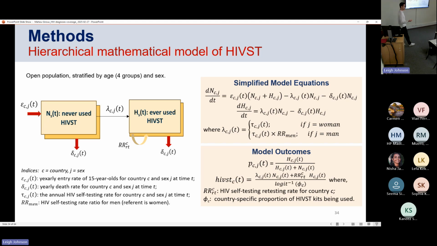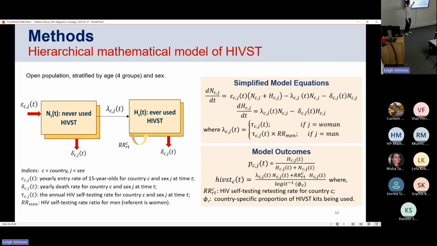Now, we did not use Spectrum EPP for that one because we wanted to really simplify it, because we don't have a lot of data for HIV self-testing. So we just wanted to look, without thinking about HIV status, without thinking about other modalities, at who has ever used an HIV self-test. So basically, it's a mathematical model with two compartments: those that have never used, and those that have ever used an HIV self-test.